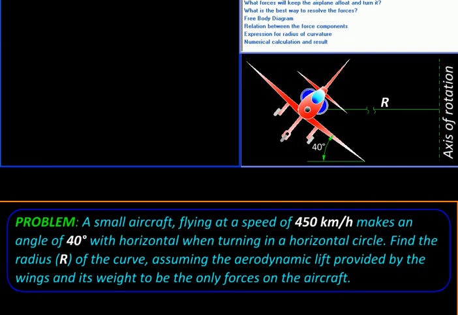Here we are going to solve a problem based on force analysis and circular motion. We have been given a small aircraft. It is flying currently at a speed of 450 kilometers per hour, and it is making an angle of 40 degrees with the horizontal, and that is because it is trying to take a turn in a horizontal circle, and we have to find the radius r of that circle or the curve it is taking, assuming that the aerodynamic lift provided by its wings and its own weight are the only two forces acting on the aircraft.